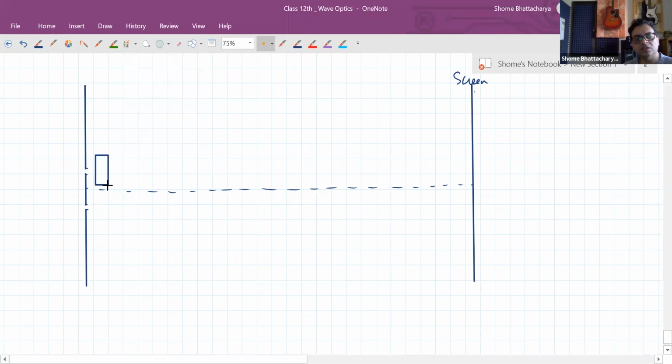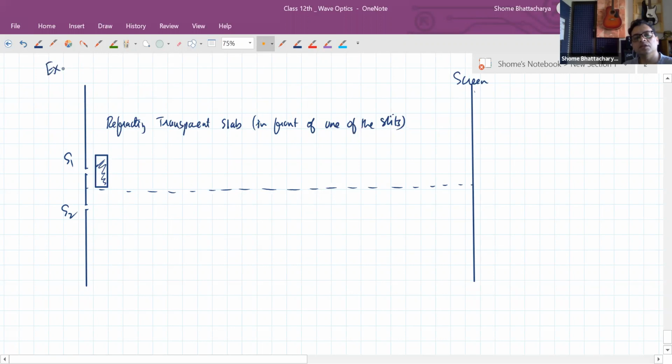So the effect is in two things. One is that, of course, the slab ends up absorbing a bit of the intensity of light. So I1 is no longer equal to I2. So that changes the relationship between I maximum and I minimum and all that. But more importantly, it changes the location of the maximas and minimas. Okay. So a refracting transparent slab in front of one of the slits only. Okay. This is a very common type of example.